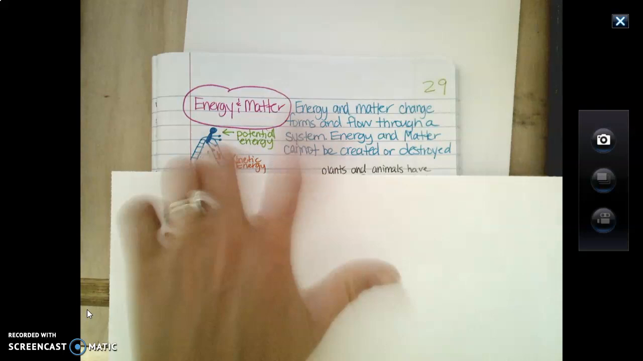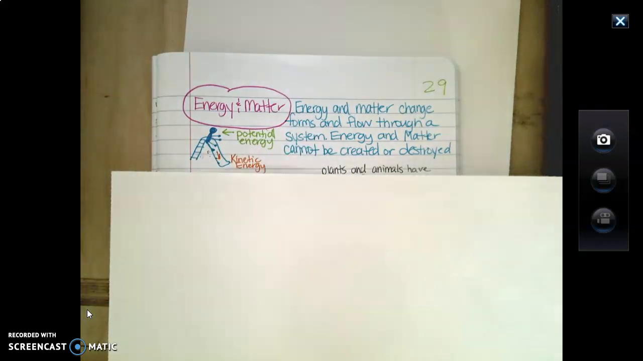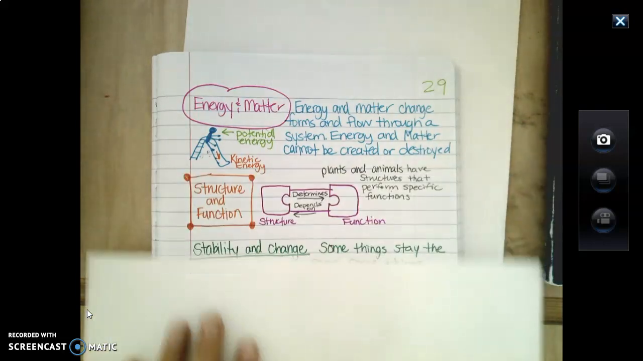So just remember, and this is something that you should already know, that energy cannot be created or destroyed. It's the law of conservation of energy and mass. It is converted and recycled from one form to another. Structure and function.